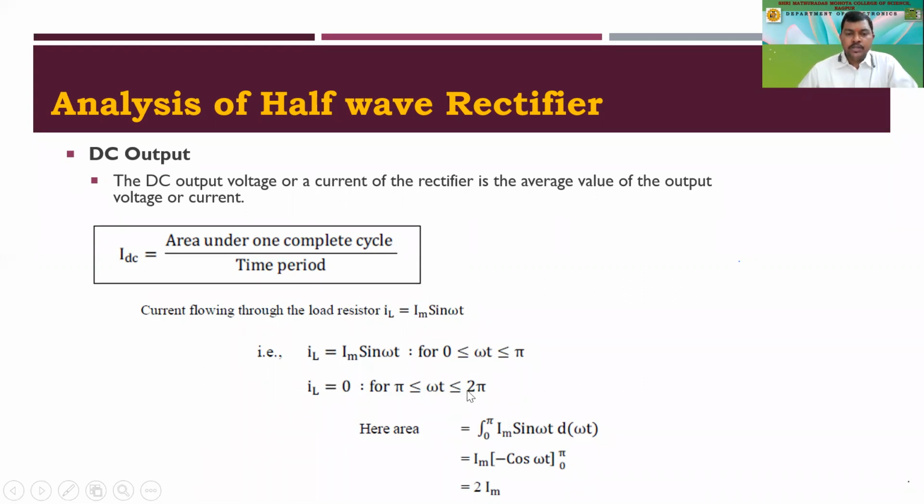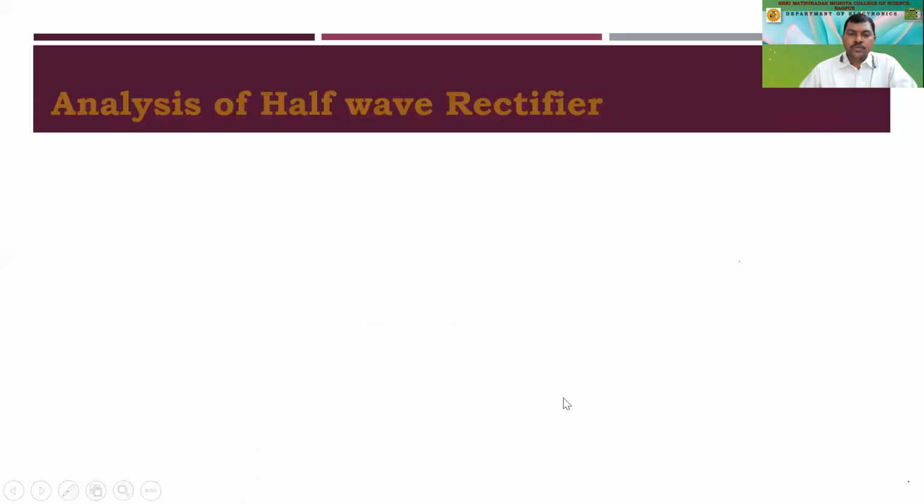Okay, so if you need to calculate the area under it, what would be the area? That will be the half of the cycle. So 0 to pi, Im sin omega t d omega t, right? We can calculate this by simple integration formulas. Substituting the value, we get the area under one complete cycle equal to twice of Im, right? So it is twice of Im.